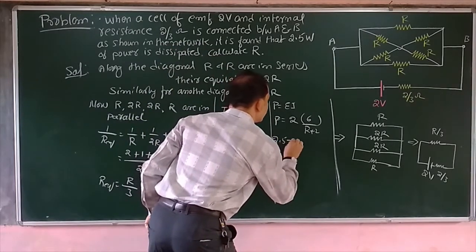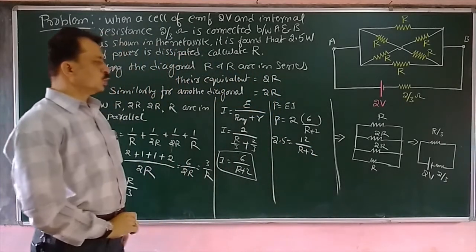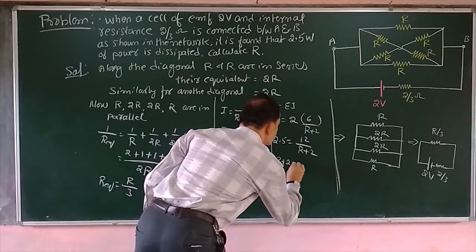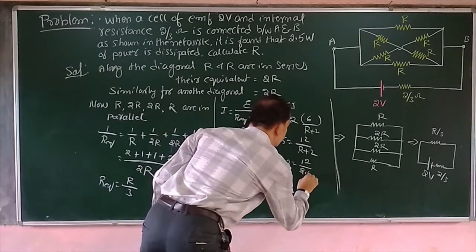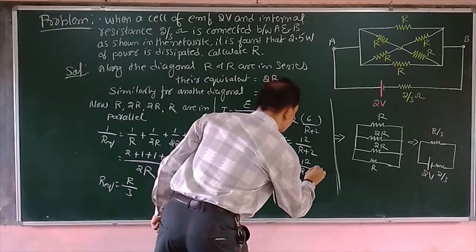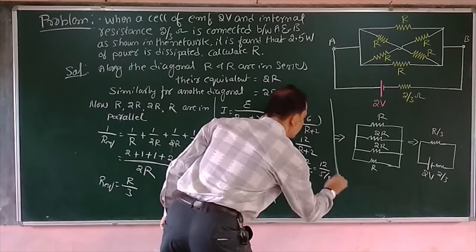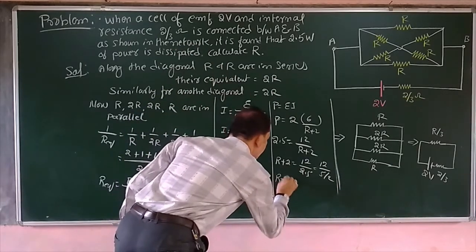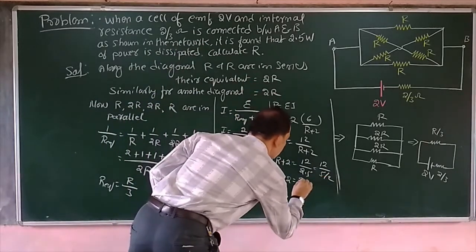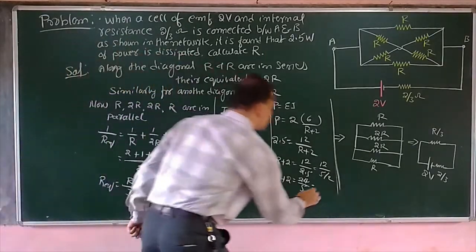Therefore, 2.5 is equal to 12 divided by R plus 2, or cross multiplying R plus 2 is equal to 12 divided by 2.5, or this is 12 divided by 5 by 2. Okay. R plus 2 is equal to, now simplifying this one, 24 divided by 5. Now what is 24 divided by 5? It is 4.8.